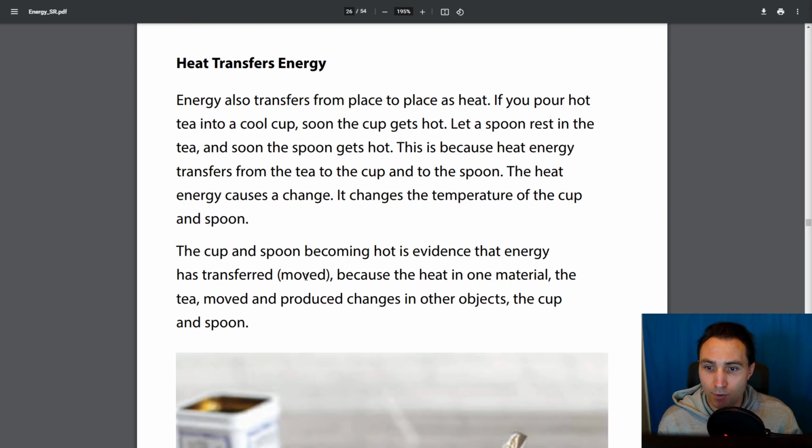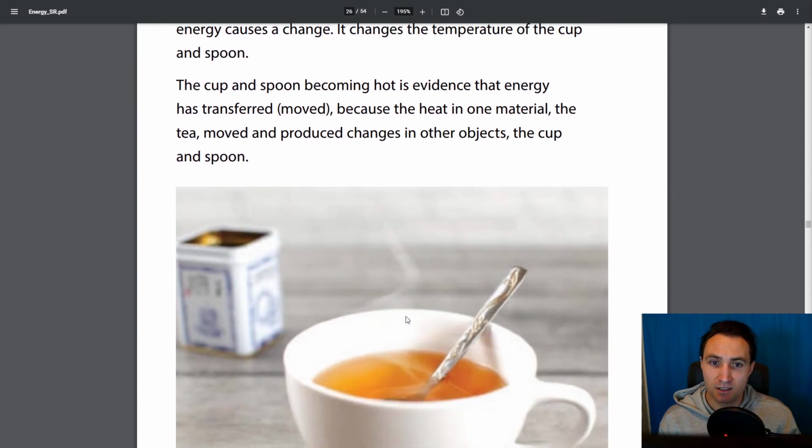The cup and spoon becoming hot is evidence that energy has transferred or moved, because the heat in one material, the tea, moved and produced changes in other objects, the cup and the spoon.